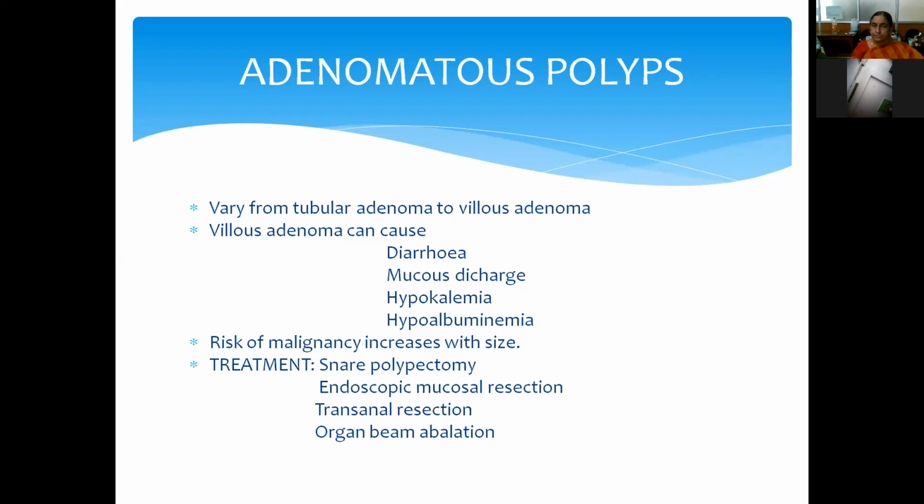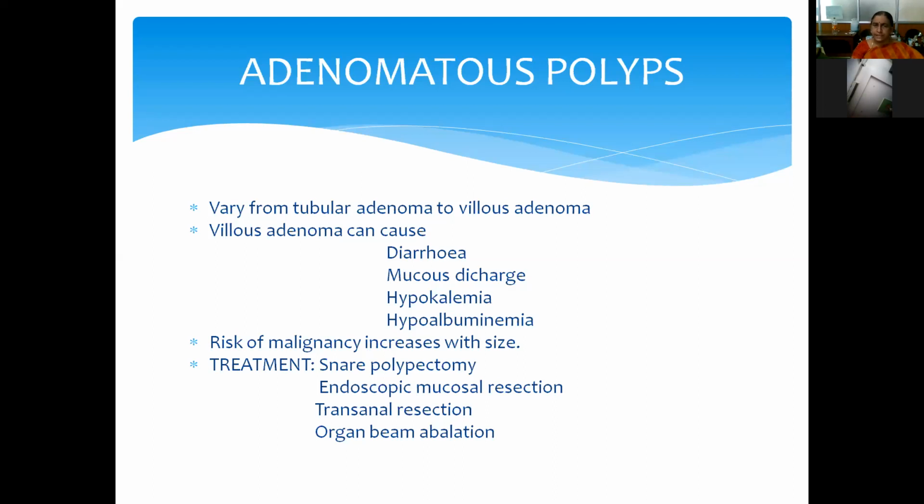So these adenomatous polyps can vary from tubular adenoma to the villous adenoma. They can present as a tubular adenoma in some cases, or villous adenomas, or in between they can have a tubular villous adenoma. The villous component of the adenoma is very, very important.